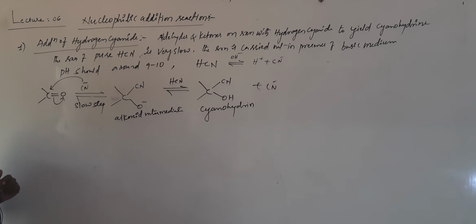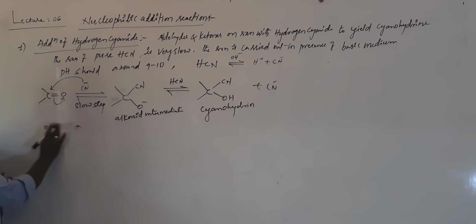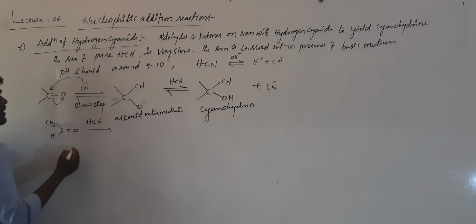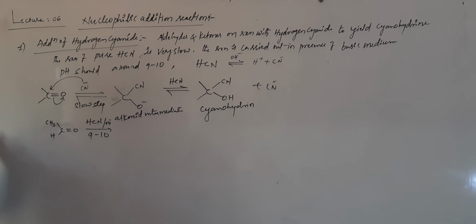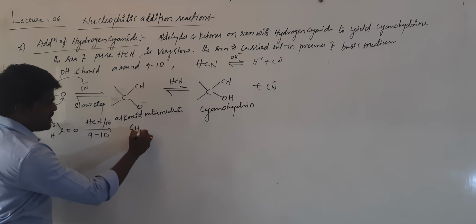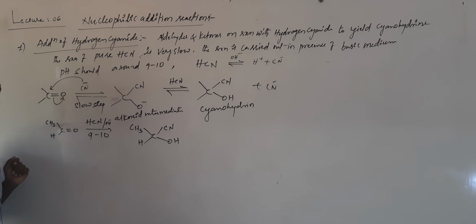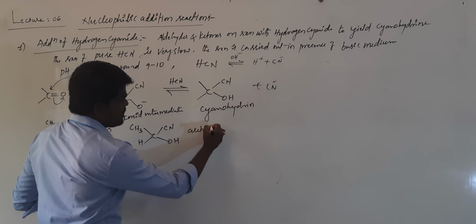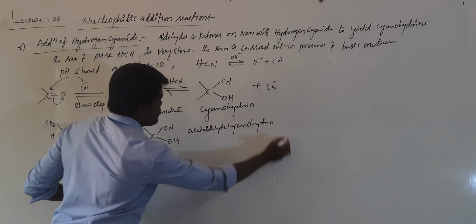Suppose you take acetaldehyde, CH3CHO, and treat it with HCN at a pH of 9 to 10, in a basic medium. It will form a product. I am writing the direct product, which is the final product, called acetaldehyde cyanohydrin.